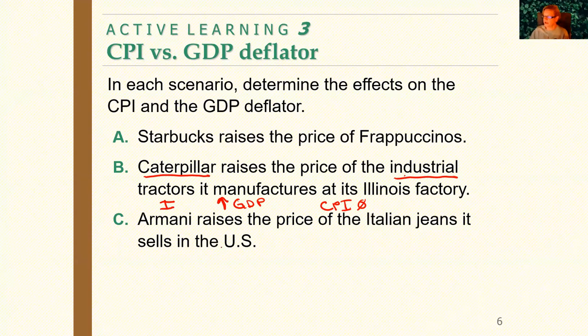Armani increases the price of the Italian jeans it sells in the US. Okay, so in this one, we know that it's selling these to consumers, so the CPI would increase. And because it is Armani Italian jeans, that's going to be an import. And because it's an import, the GDP deflator will actually go down.